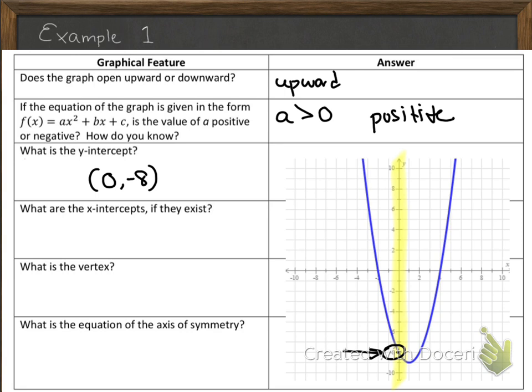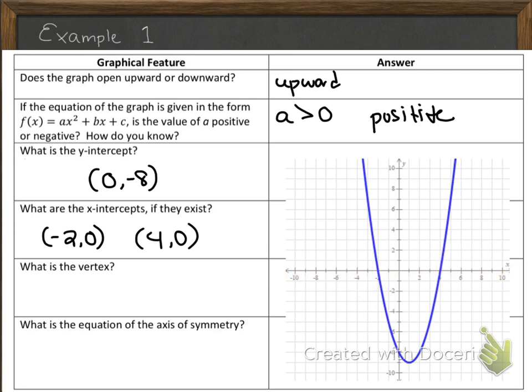Then it says, what are the x-intercepts, if there are any? Well, now we need to figure out where this graph crosses the x-axis. To me, it looks like it crosses the x-axis here and here. It's a little bit unfortunate because it looks like the graph itself is obscuring those numbers. This number right here, I can almost see it, is negative 2. So that's the point negative 2, 0. And this number right here, also a little bit obscured, is the point x equals 4, y equals 0. So those are the two x-intercepts.